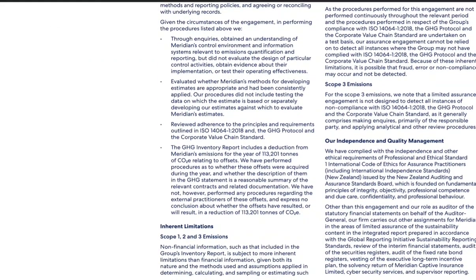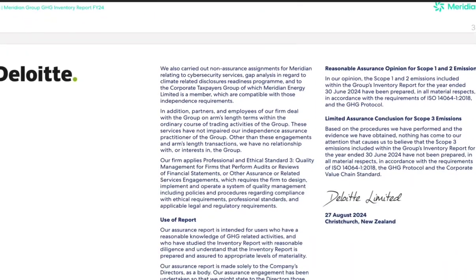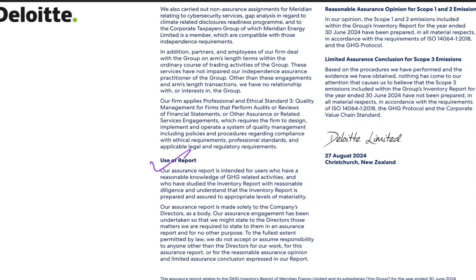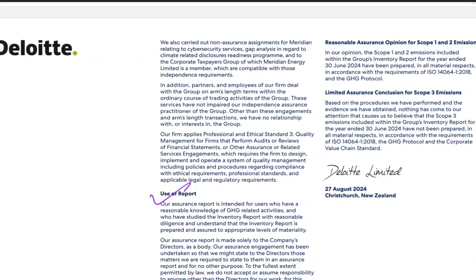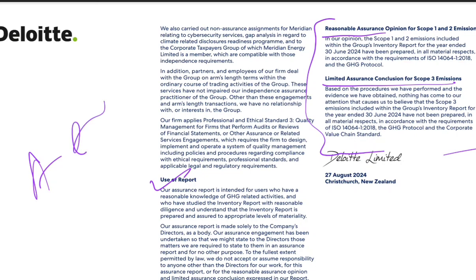So these are the details of the verification process, inherent limitations, scope 3 emissions, and then independence and quality management of the company. That is also given here. What is the use of the report, how it can be shared with further stakeholders, and the knowledge of GHG related activities. Yeah, so statements related to reasonable assurance for scope 1 and 2 emissions and scope 3 emissions. So please read it carefully so that you can understand the audit and assurance summary also.